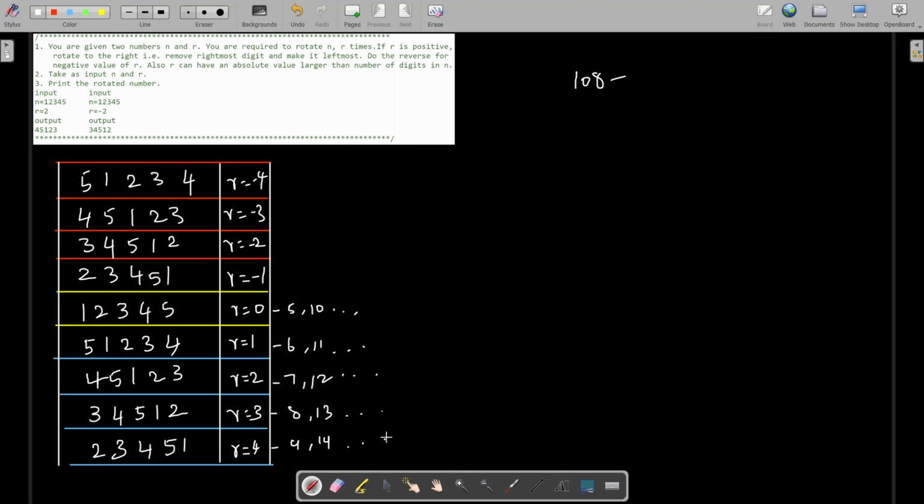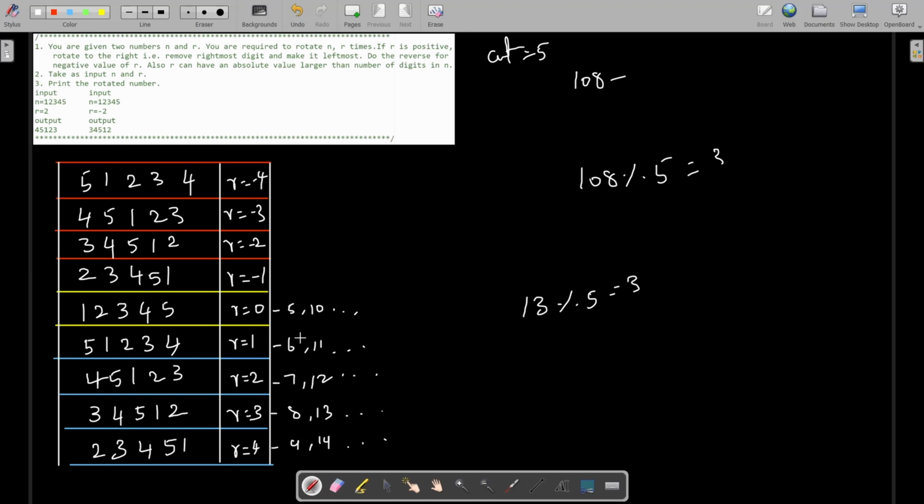Up to the fourth rotation you have to do. So what is your count of digits? Your count of digits is 5 for the given input. So if you want to do the 108th rotation, it's very simple. 108 remainder of 5, you will get 3. So you can do the third rotation. Let's take 13: 13 mod 5, the remainder is 3. So you have to do 3 rotations. Third rotation, that is enough.